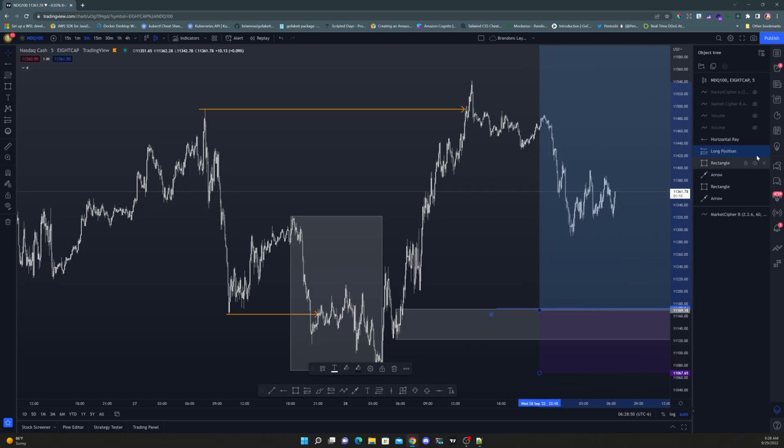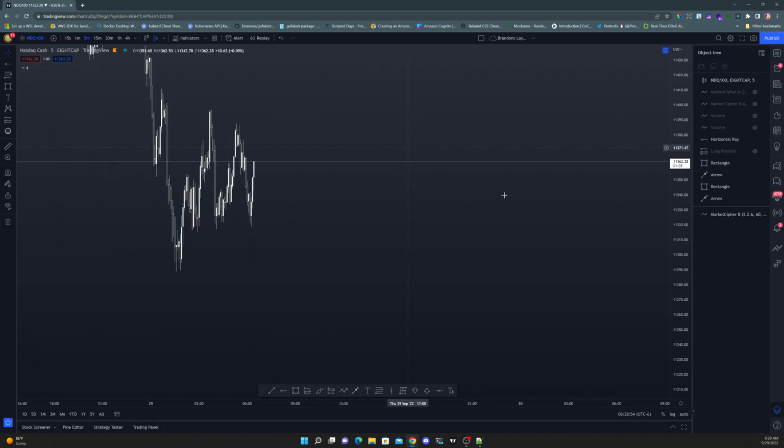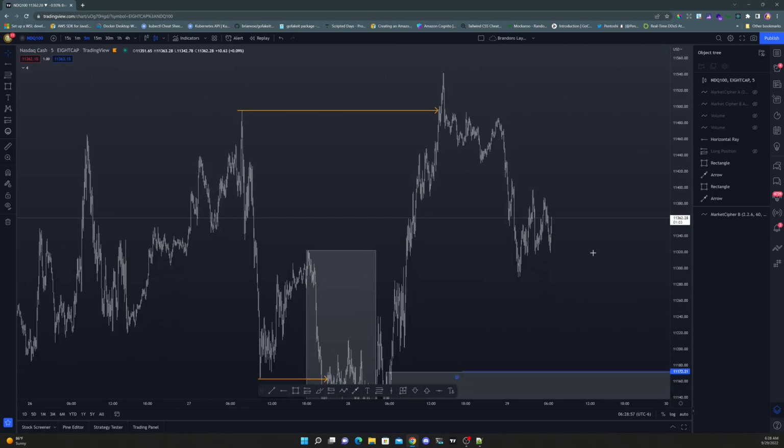Wow, the lag is. These commands aren't happening how I want them to happen.